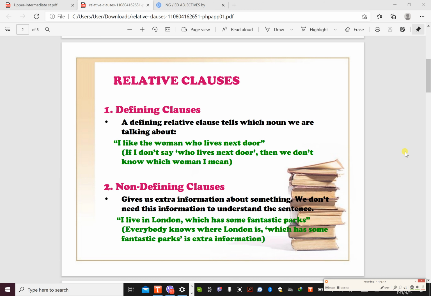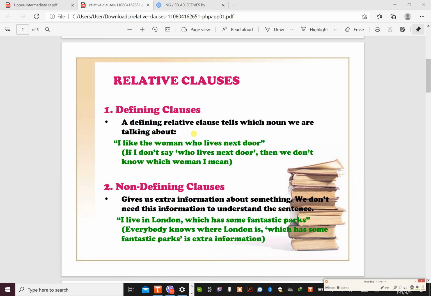That is why we don't need to put a comma. For example, I like the woman who lives next door. If I say just "I like the woman," it is really hard to understand which woman they are talking about.